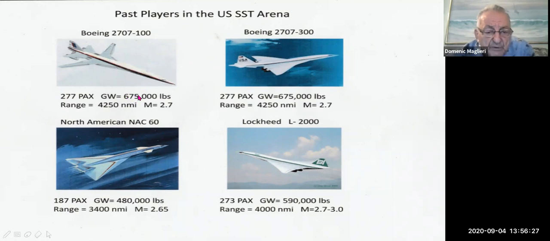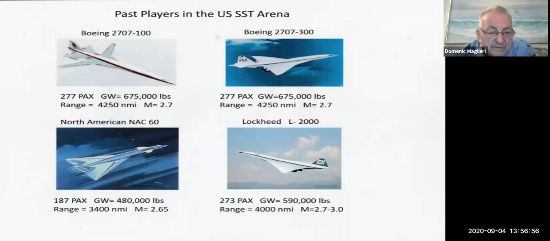Well, all of these were looking at Mach 2.7 to Mach 3. They were looking at ranges of more than 4,000 miles, and passengers, maybe 270 to 300. Boeing won the contract. They went with the swing wing design because they wanted to be able to make the airport noise requirements. They wanted to have good low-speed aerodynamics, takeoff, and climb-out also.